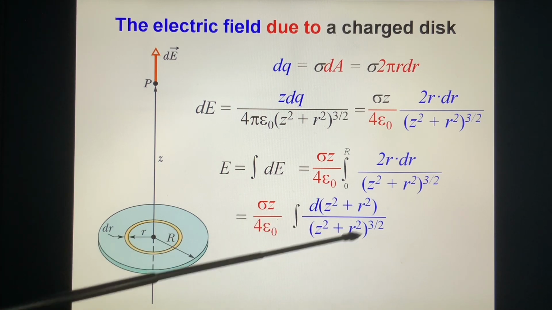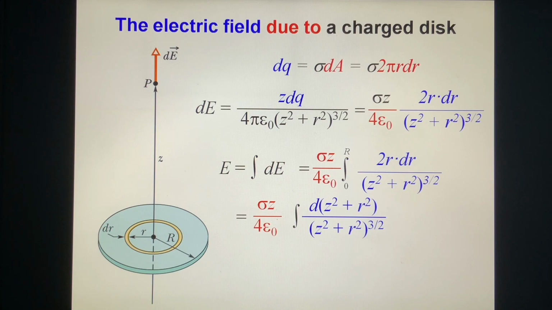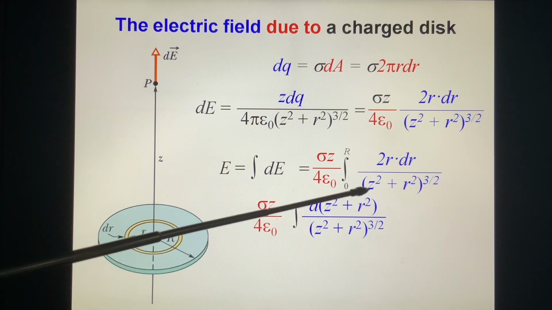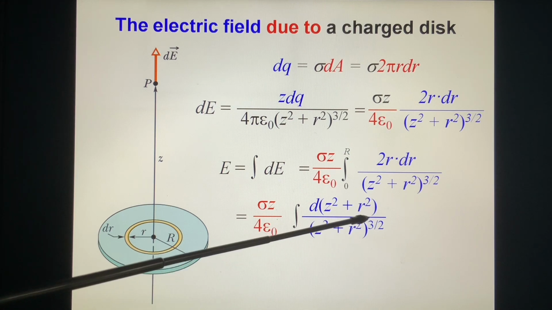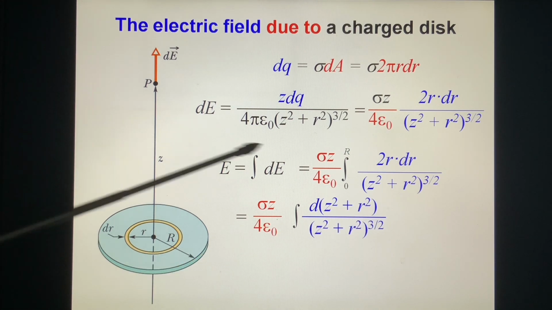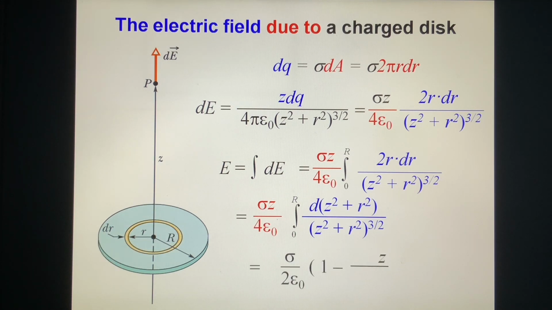Why do we do this? Because in the denominator we have z squared plus r squared. Suppose z squared plus r squared is x. Then this is the integral of dx over x to the power of 3/2, and the integration is from r equals 0 to capital R. It's very easy. We can get this answer.